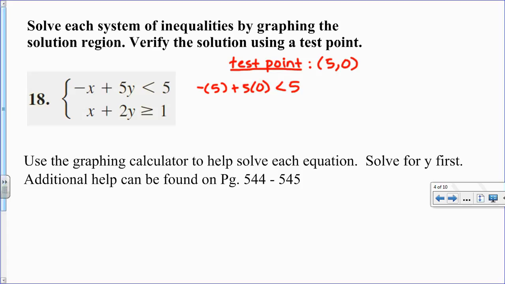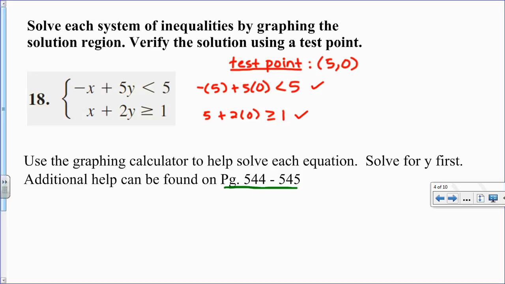Okay. That's -5 plus 0. That's -5. Is -5 less than 5? Yes. Okay. And now 5 plus 2 times 0, which is 0. 5 plus 0 is 5. Is 5 greater than or equal to 1? Yes. Okay.